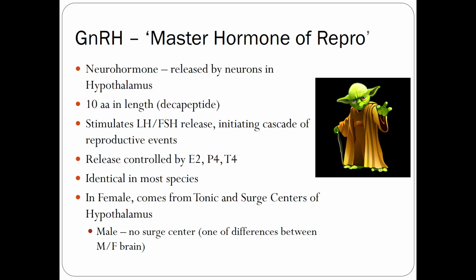And so when the male gonads start producing testosterone, testosterone actually will cross the blood-brain barrier and neutralize the surge center. And so that happens in the males as well. The testosterone will neutralize the surge center in males, so they're born without a surge center, but they do have a tonic center. And so that is one of the biggest differences between the male and the female brain, is the multiple areas that GnRH is produced in the brain.